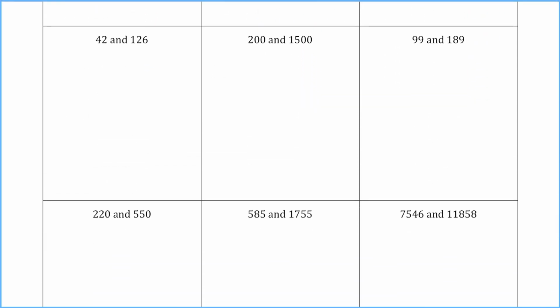Pause the video and try one of these. Yes, the numbers get larger faster. They get large. Use your calculator if you need to. Find the prime factorizations and then find the GCF. But I'm going to go through them right now real quick. I'm not going to show how to find these prime factorizations.